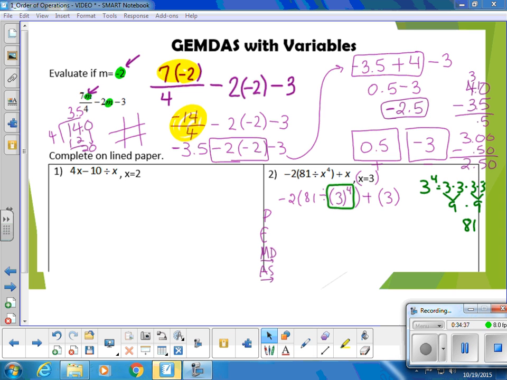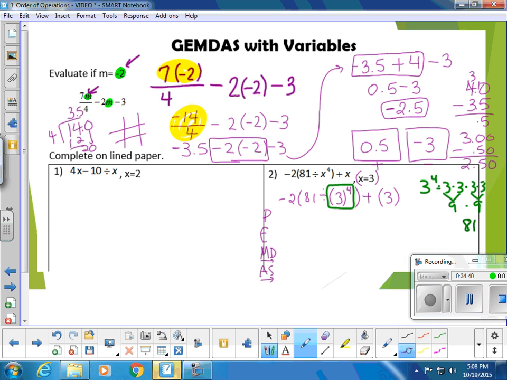So I'm going to replace this with 81. I'm going to write everything that I didn't use. I don't need those parentheses because there's nothing with that 3, so I can just take them away. Next, I have to solve what's in the parentheses. What is 81 divided by 81? Just 1, not 0. And then I'm going to have 2. Remember, that means multiplication if you have a number right next to a parenthesis.